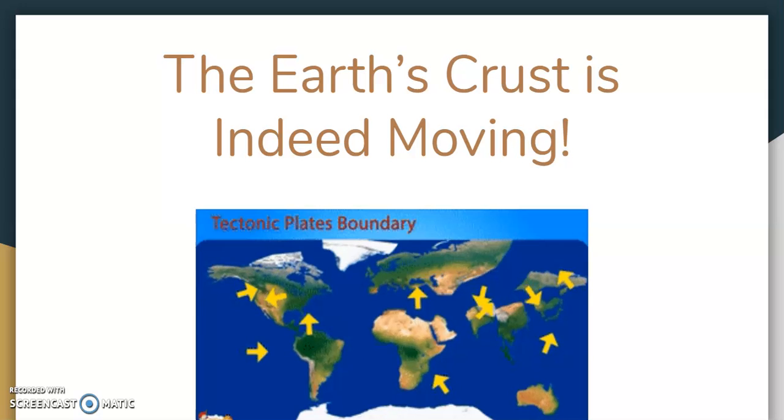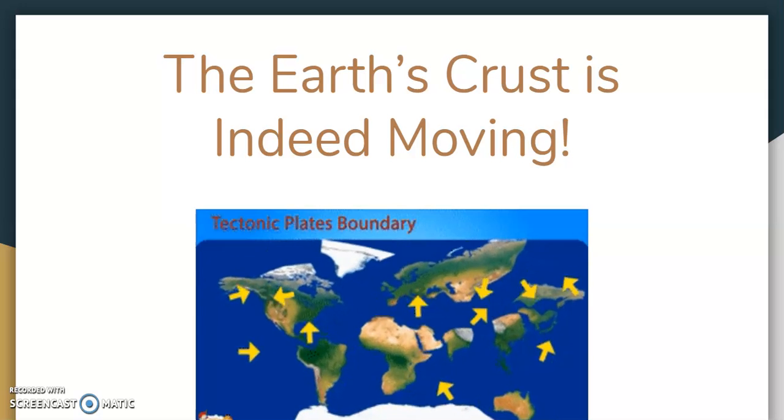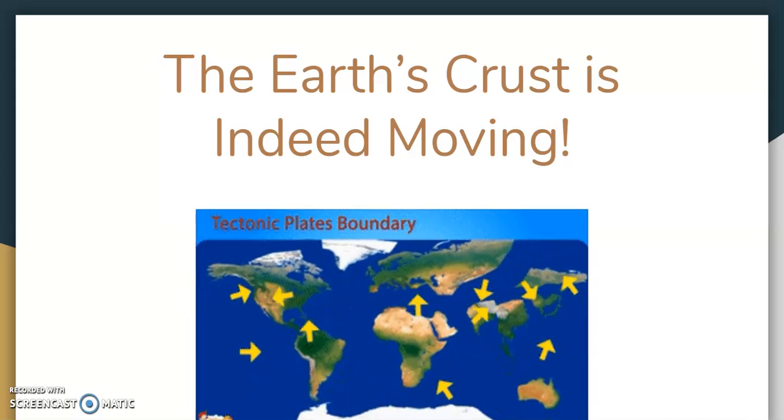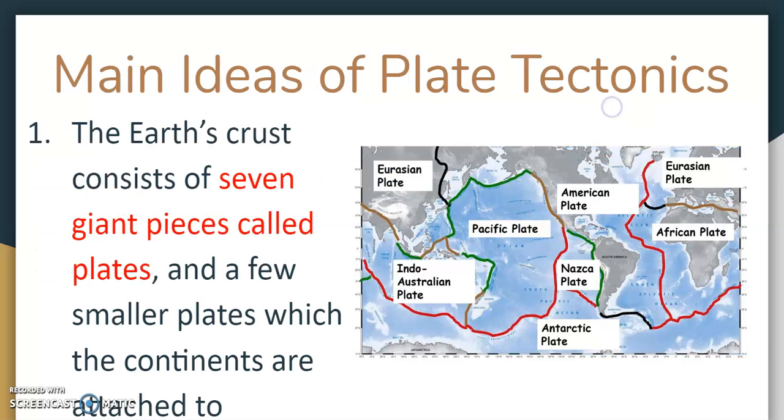So, let's talk about plate tectonics theory. The Earth's crust is moving, and it has been for billions of years since the Earth formed. The new theory is called plate tectonics theory and explains how the Earth's crust is moving. The main ideas are the Earth's crust consists of 7 gigantic pieces called plates, and there are a few smaller plates which the continents are also attached to.